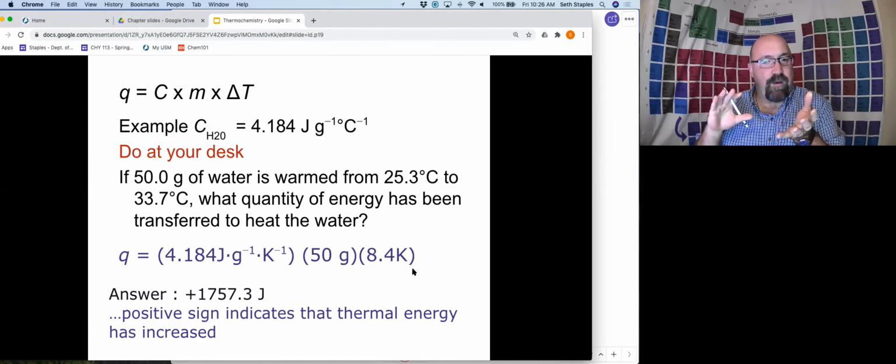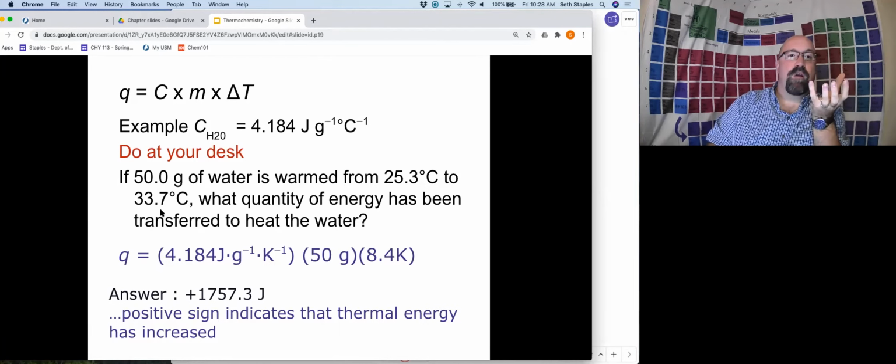And so let's think about that one here. We had a positive temperature change, and so we have a positive Q. Positive Q indicates an endothermic process, that indicates that our energy has increased. And so let's think about if that makes sense. We are taking water and warming it up from 25.3 to 33.7. And so our system in this case is just water. Our system is being warmed up.